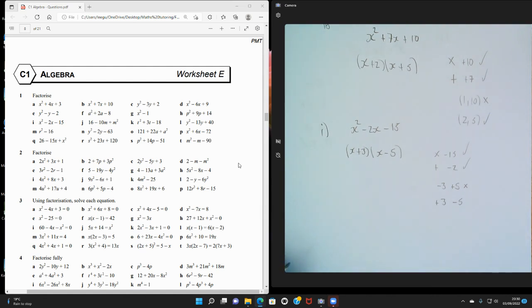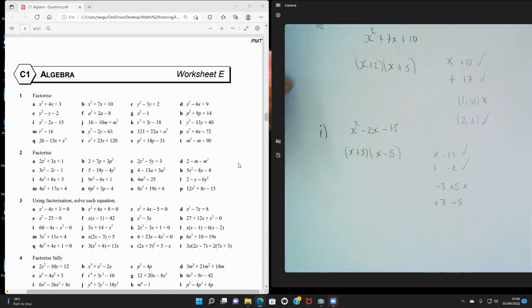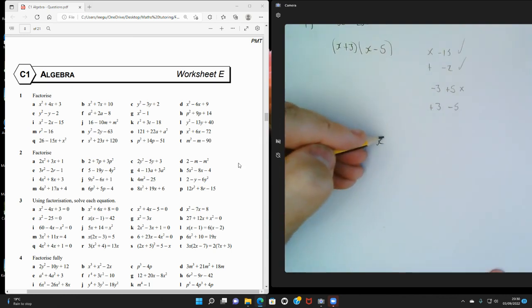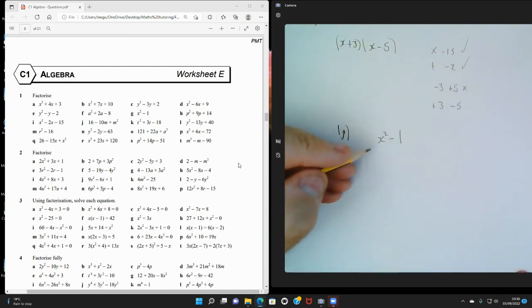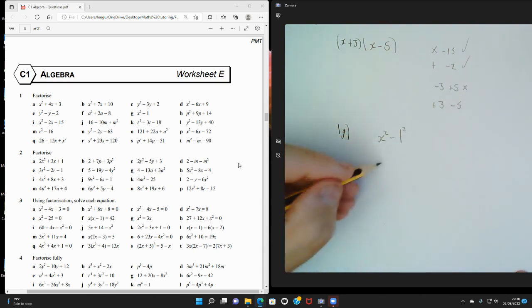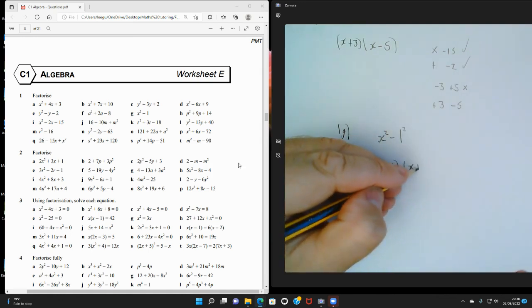Have a little practice of some of the questions there in question 1. There is another instance I want to look at with you, which is question 1g. In 1g, we have got an expression to factorize, which is x squared minus 1. Now this is a special kind of thing. This is called the difference of two squares, because 1 could be thought of as being 1 squared. When we have this expression, this factorizes into x minus 1 and x plus 1.